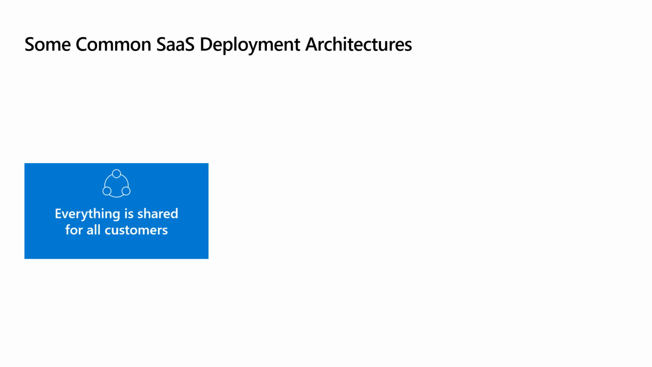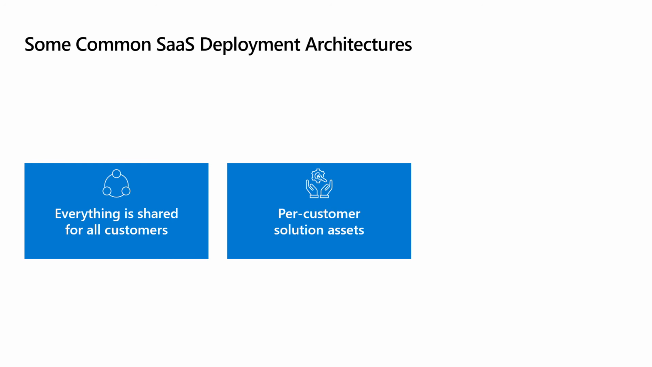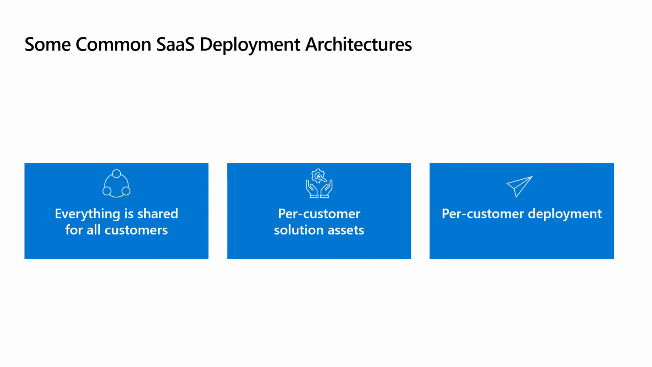First of all, you might have a model where everything is shared. All of your assets are used by all customers and you simply divvy them up through application logic. Secondly, you might have assets that are customer specific, meaning a customer gets their very own database because they want data isolation for their specific data. Finally, you might even deploy an entire instance of your SaaS application per customer. Note that these models are not the only ways to design and build SaaS applications, but we'll be looking at each in turn.